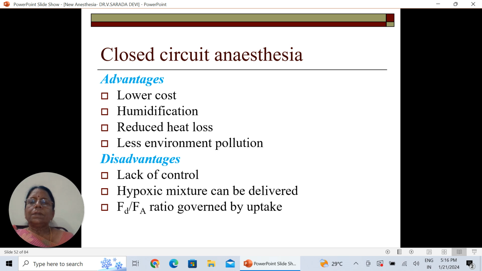What are the advantages and disadvantages of closed circuit anesthesia? Advantages: lower cost, humidification, reduced heat loss and less environmental pollution. Whereas disadvantages are lack of control, a hypoxic mixture can be delivered, and the delivery and anesthetic gas ratio is governed by the uptake.